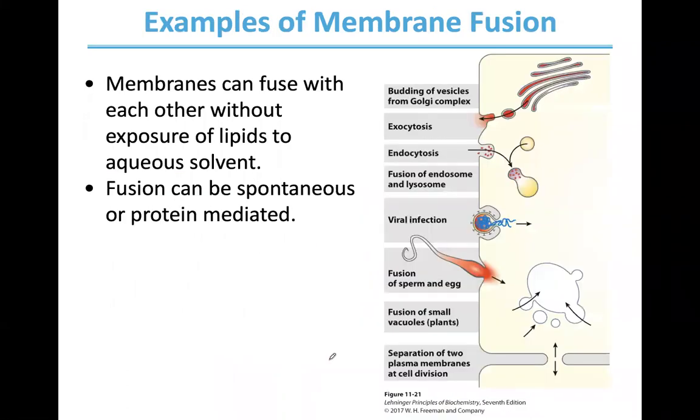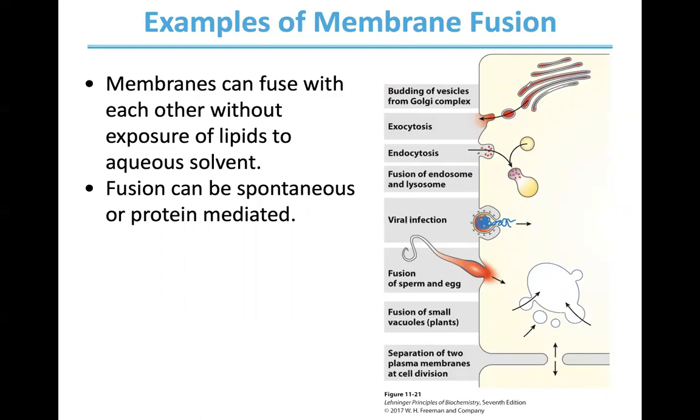Okay. So membranes also undergo fusion. So many organelles can fuse with each other. Many different vesicles can fuse with the cell membrane, for example. And they can do that without exposure of lipids to the aqueous content. And whatever is inside can be delivered from inside of one cell membrane to another.